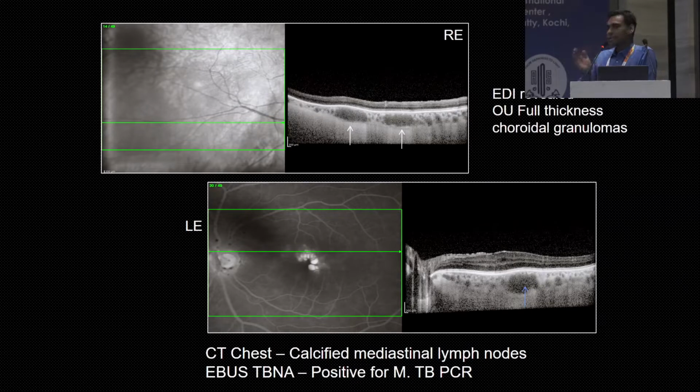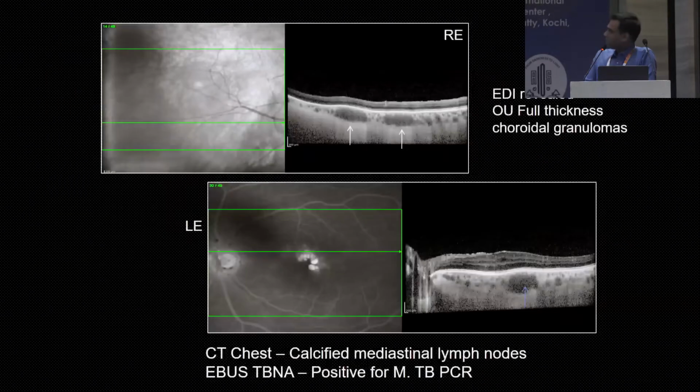Now this is moving on to another entity of choroiditis. We'll discuss the features of EDI OCT, Enhanced Depth Imaging OCT, which reveals the presence of a full thickness choroidal granuloma. This patient showed calcified mediastinal lymph nodes, and on EBUS, it was positive for Mycobacterium tuberculosis on PCR.